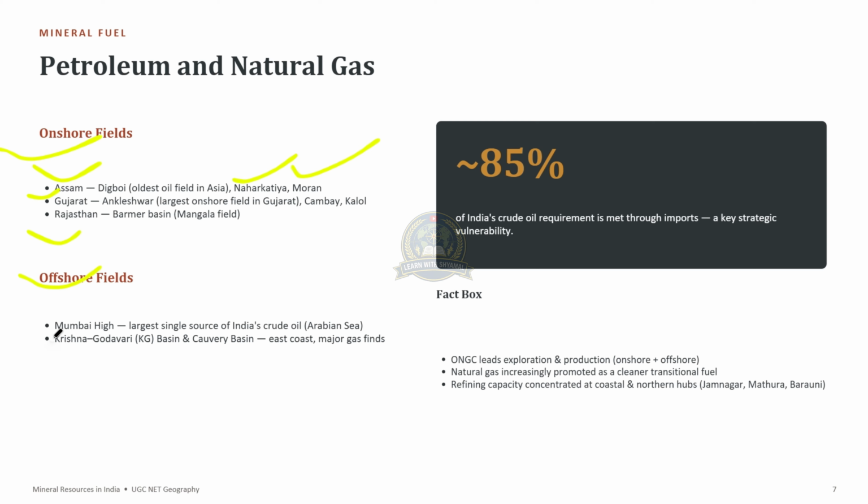Offshore fields: Mumbai High, the largest single source of India's crude oil, in the Arabian Sea; Krishna Godavari Basin and Kaveri Basin on the East Coast, with major gas finds.